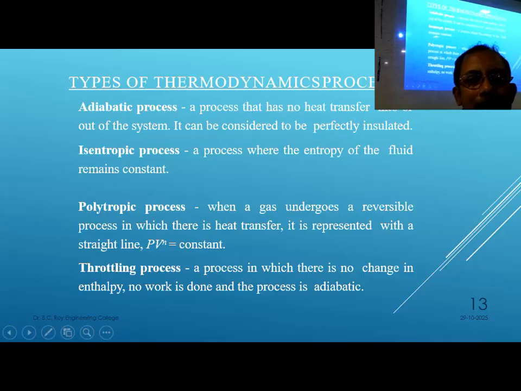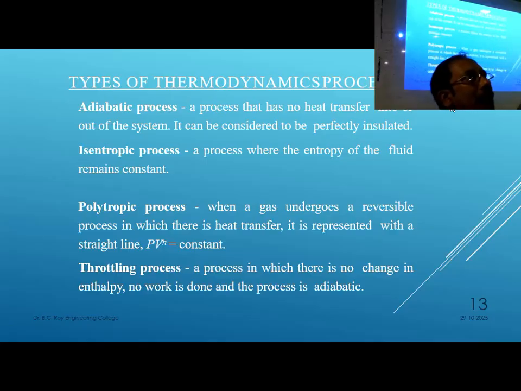Now the adiabatic process, a process that has no heat transfer into or out of the system, it can be considered to be perfectly insulated. Adiabatic means insulated because there should not be any type of leakage. So one example I can tell you, air is a very poor conductor of heat. So if you imagine an air parcel with an imaginary boundary, practically there is no boundary, this air parcel can go up and down, though you cannot see it because air is invisible.